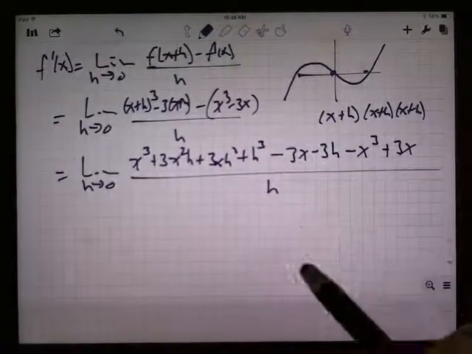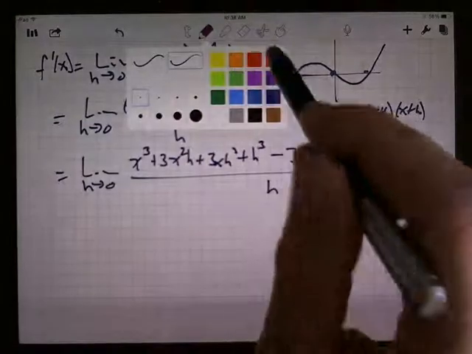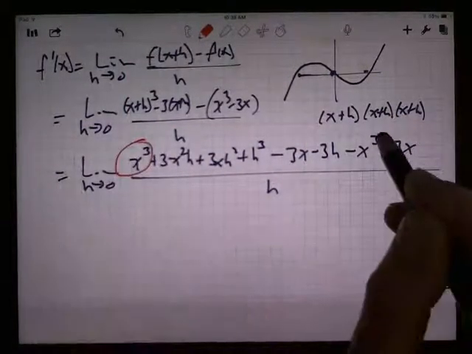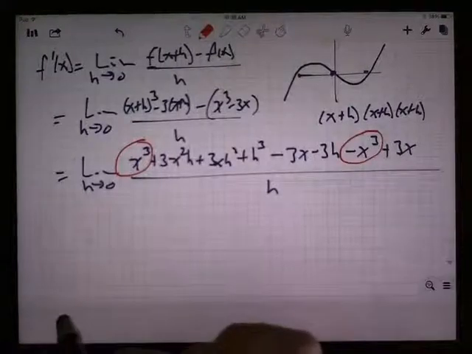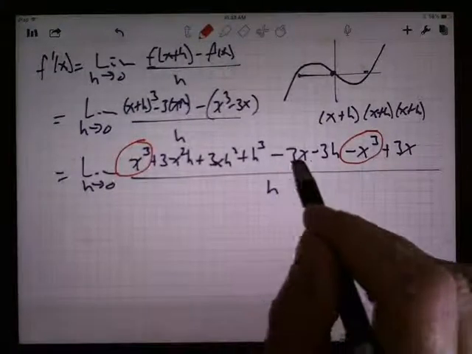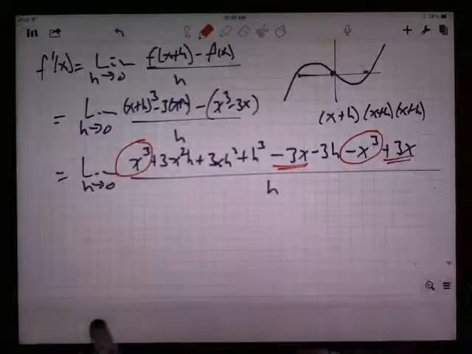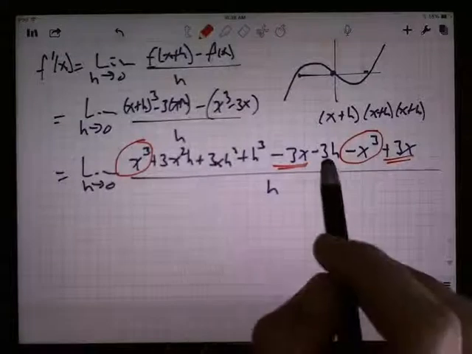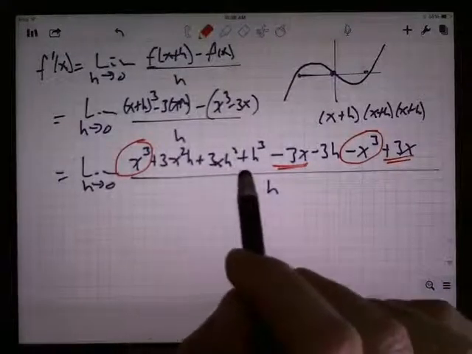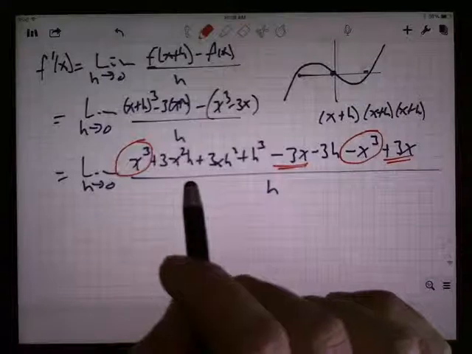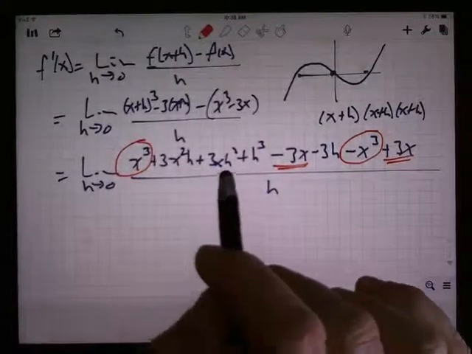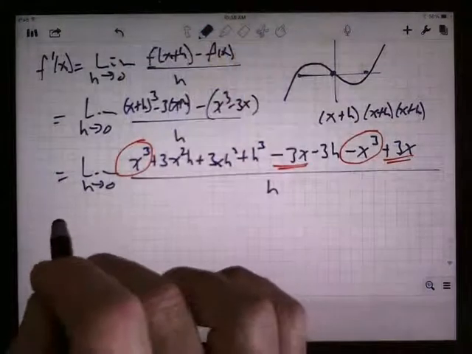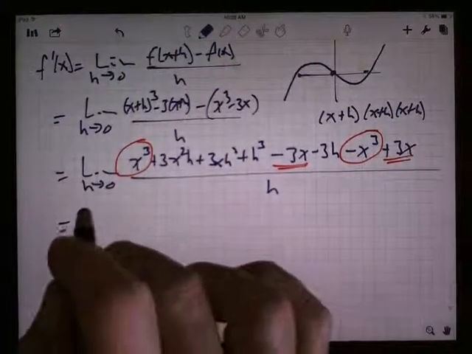Wow. Now, does anything nice happen? I hope so. Yeah, I think I see that I've got a plus x cubed and a minus x cubed. And I've got a minus 3x and a plus 3x. Those will go away. Minus 3h. No, I don't think anything else combines. However, I do notice that everything that's left has an h in it. So I'm going to take that h and factor it out.